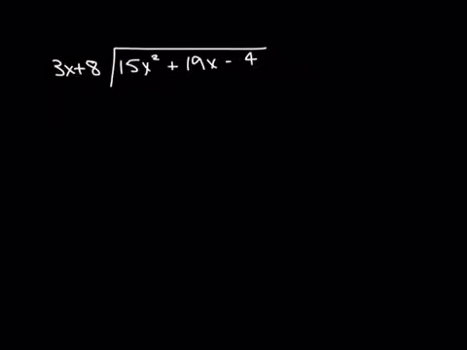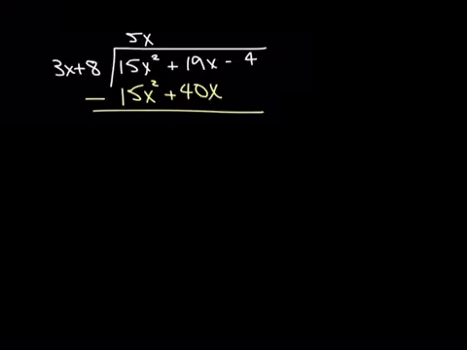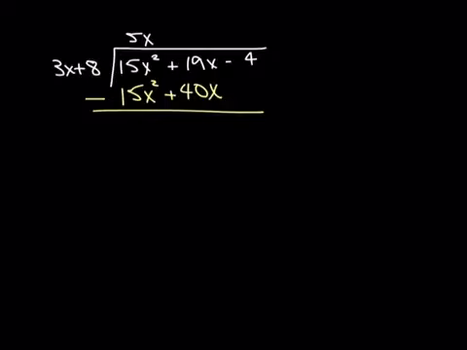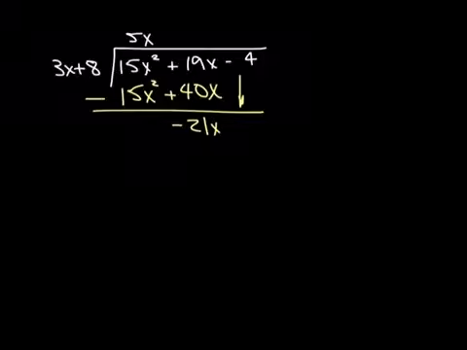3x goes into 5x squared. 3 goes into 15, 5. X goes into x squared once. Okay, then we multiply, and we get 15x squared, and we multiply 40x. Line minus, don't forget that minus. These go away, 15x squared minus 15x squared. 19x minus 40. Bring down the negative 4.